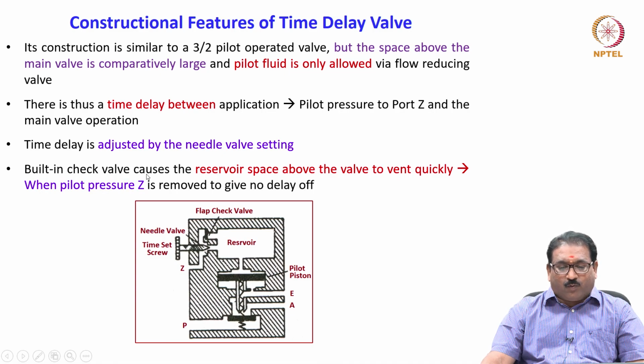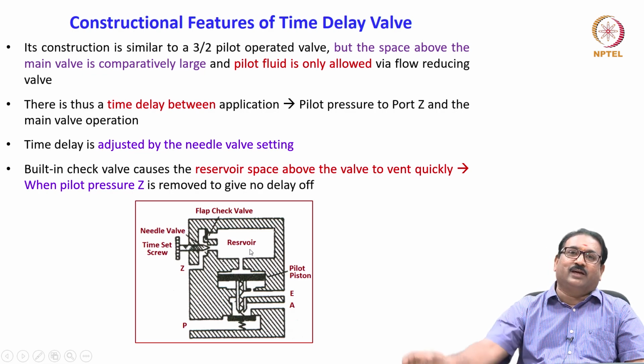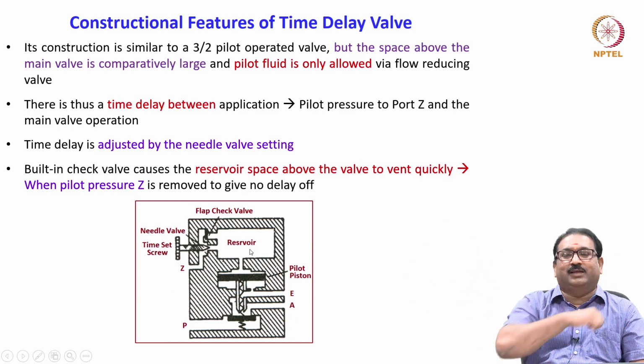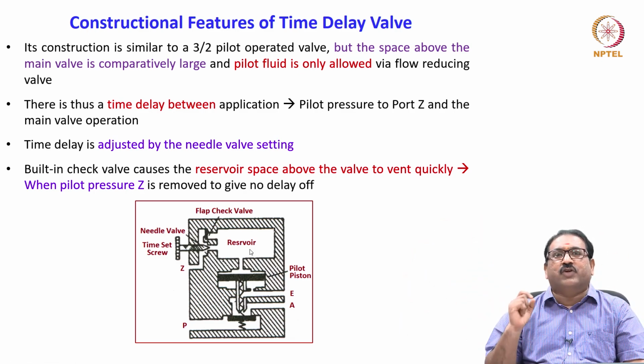The built-in check valve causes the reservoir space above the valve to vent quickly when the pilot line is removed. No delay, immediately whatever air is stored here will bypass your flow control valve through the check valve.